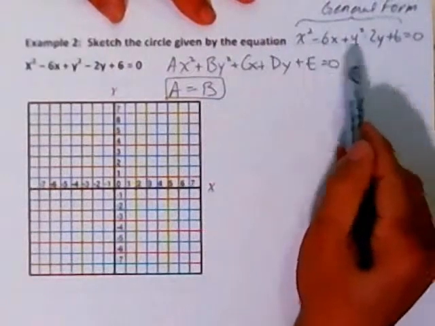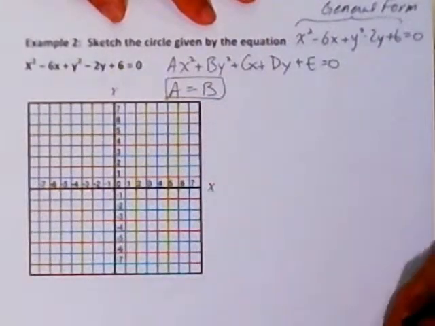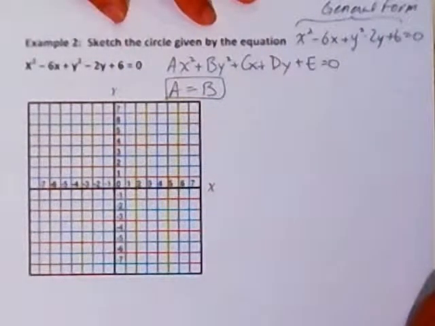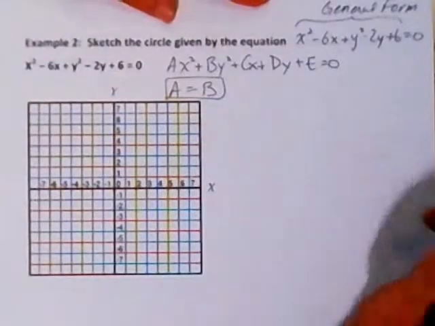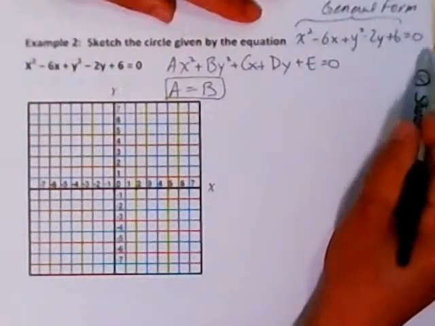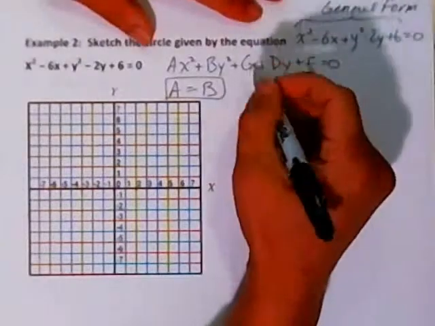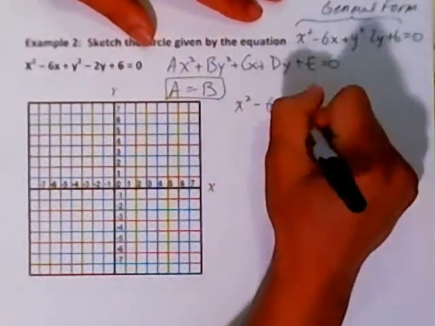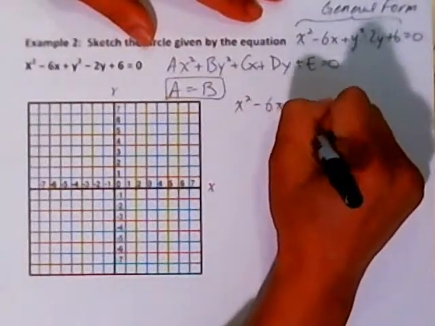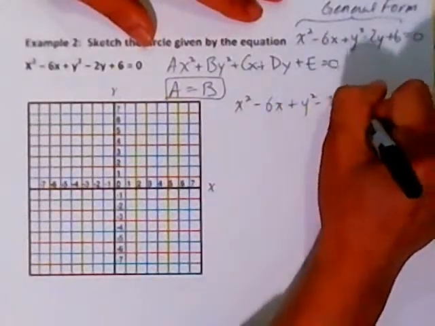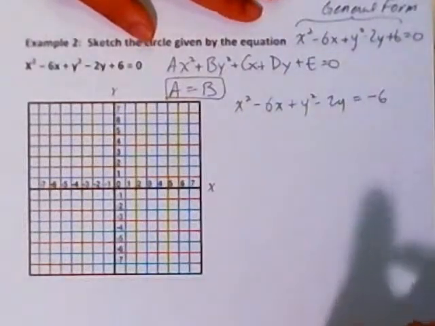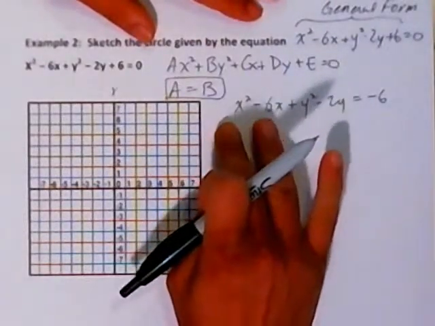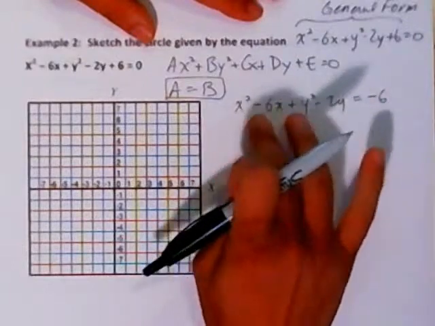So how do we change this general form into standard form? We have to learn to complete the square. I know you've done it in Algebra 2 a little bit; we'll do it in a little more detail. First thing you want to do is move the constant term to the right side. So you end up with x squared minus 6x plus y squared minus 2y is equal to negative 6. Then we want to regroup the x's and the y's, and complete the squares.